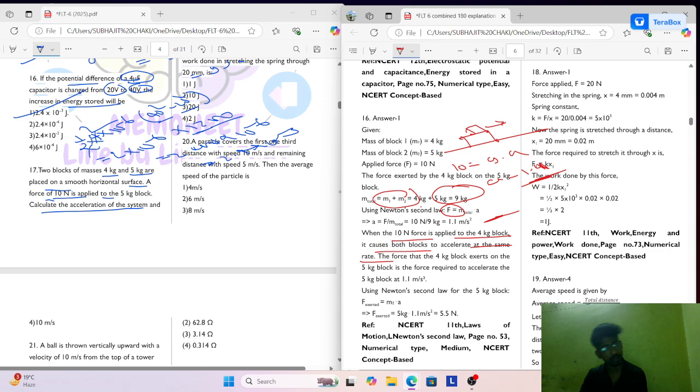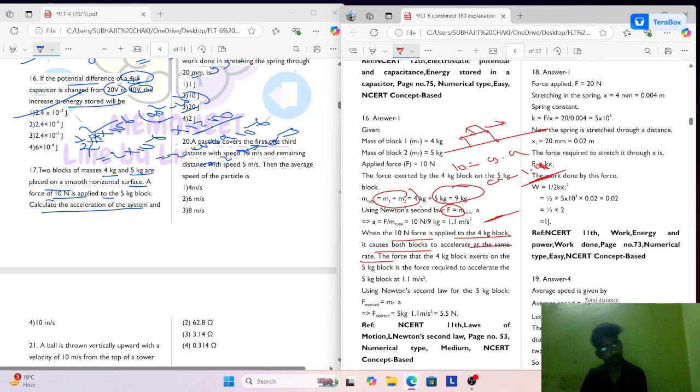So the force applied on the 5 kg block will be equal to what? M into A. A is 1.1 and the mass is 5. So therefore 5 into 1.1 means 5.5. The applied force on this will be 5.5. Option number 1 will be the correct option here.